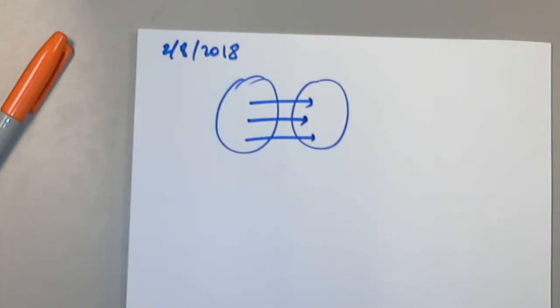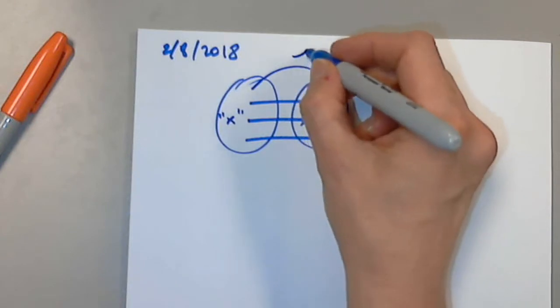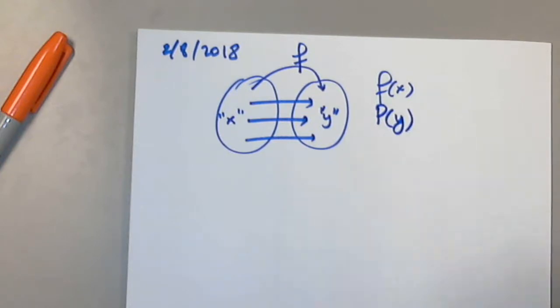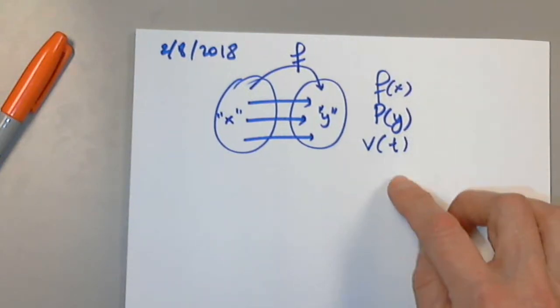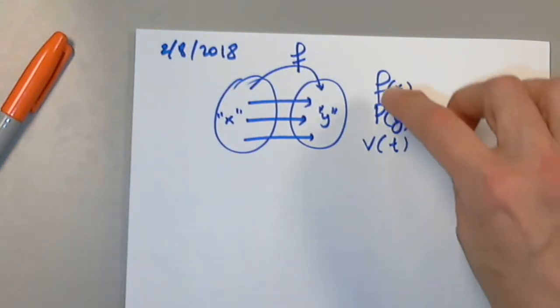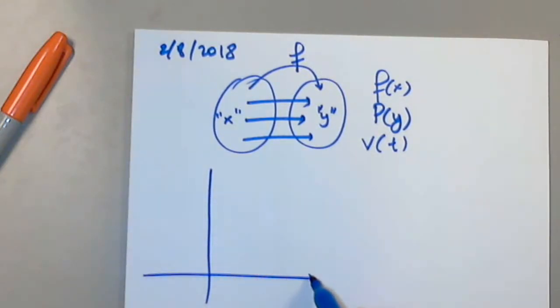So that's one situation. I'm given the correspondence and I look at it and say, yes, it's a function. These are values of x, these are values of y, and this is the function. The notation is f, or f of x, or p of y, or v of t. All these are notations for functions where x or y or t represent the independent variable. And of course, this is the name of the function. It could be pressure, it could be volume, it could be simply f. Okay?